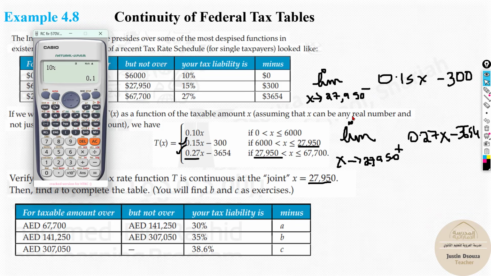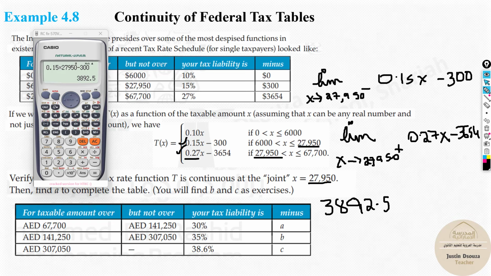Use your calculator. We have done this in the previous problems and in the previous lessons. Just substitute this. This is a polynomial equation. I know this is continuous everywhere. So all I need to do is substitute this value and both the answers must be the same, and then you can continue with the next part. Let me just do it. So you have 0.15 multiplied by x value, 27,950, minus 300.